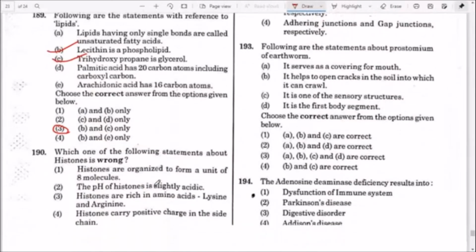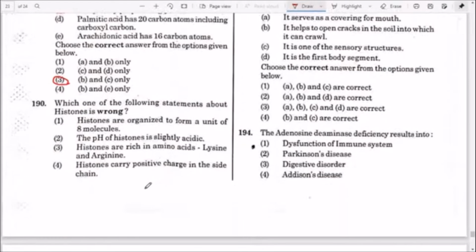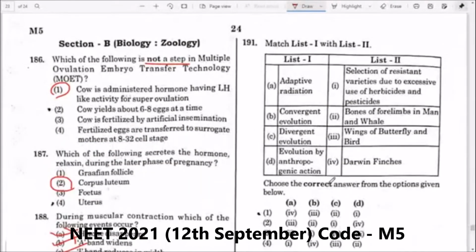Question number 190. Which one of the following statements about histones is wrong? They are asking for the wrong statement. It is that the pH of histone is slightly acidic. Question number 191.